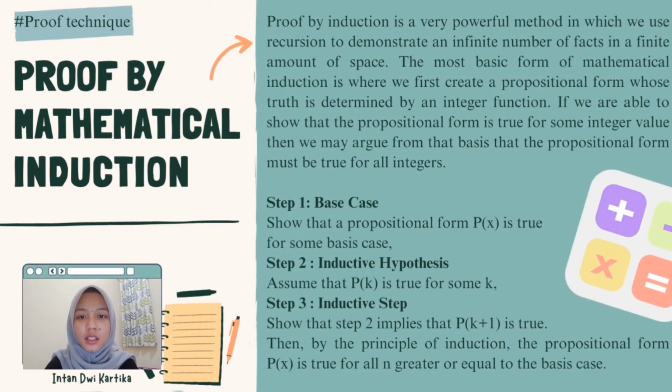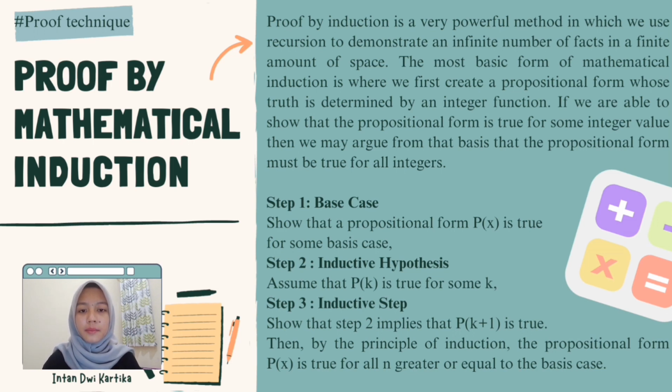The next topic is still about proof techniques. The next technique is proof by mathematical induction. Proof by induction is a very powerful method in which we use recursion to demonstrate an infinite number of facts in a finite amount of space. The most basic form of mathematical induction is where we first create a propositional form whose truth is determined by an integer function. If we are able to show that the propositional form is true for some integer value, then we may argue from that basis that the propositional form must be true for all integers.